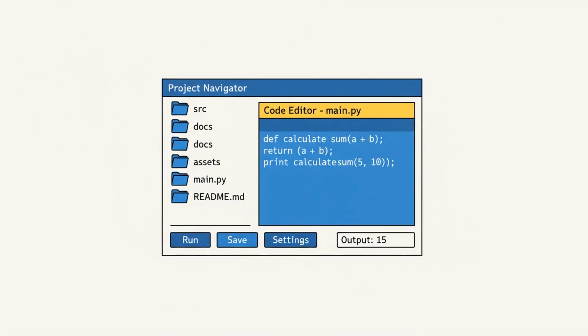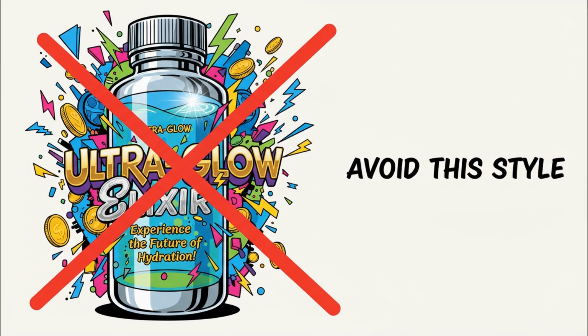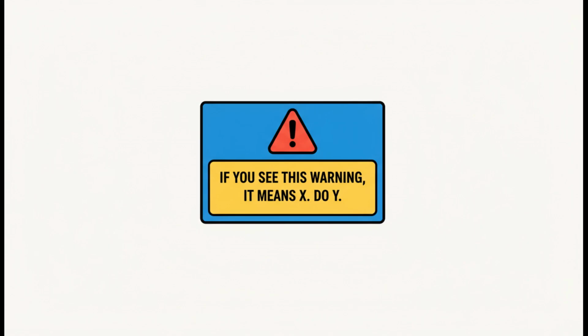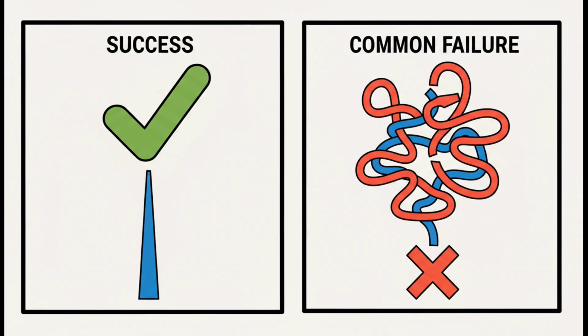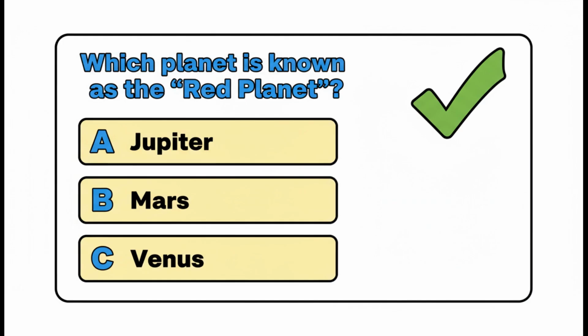Show the screen state users will actually see. Avoid stylized mock-ups that don't match reality. Co-locate instruction with interface regions via callouts and highlights. No scavenger hunts. Provide error exemplars: if you see this warning, it means X, do Y. Worked examples should include common failure modes. Provide a summary flow at the end to consolidate the schema, then a quick self-test to reinforce.